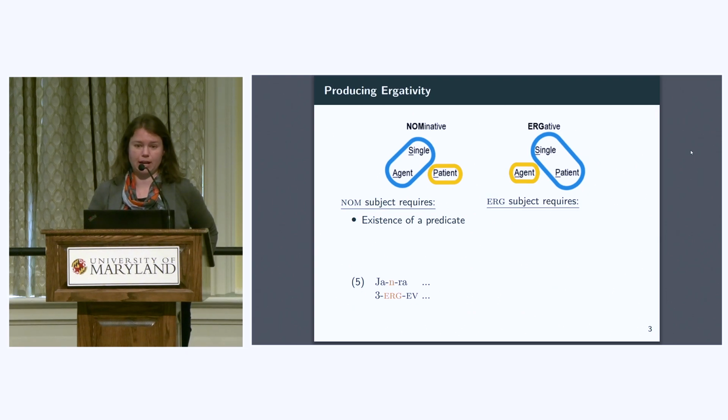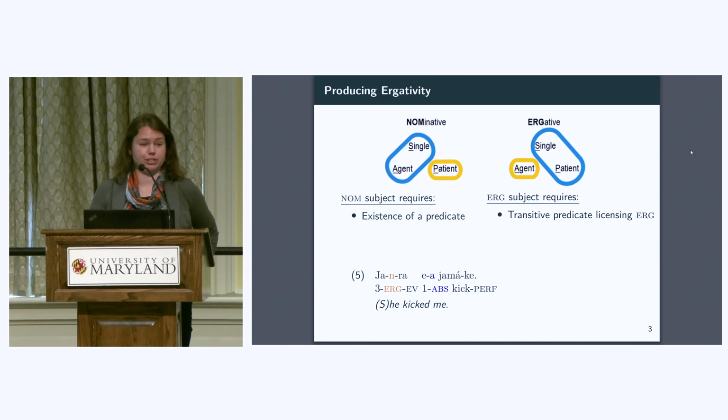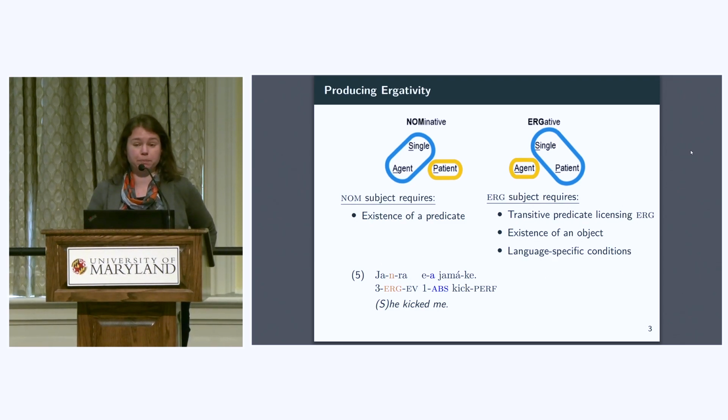And that means you're committed to a transitive predicate, you're committed to the existence of an object as part of what it means to be a transitive. And I'm not going to talk about these too much at this moment, but there are also frequently a lot of language-specific conditions that go along with ergative case that have to be met. So this is a lot that you've just committed yourself to, and all of these are options for potential errors down the line.